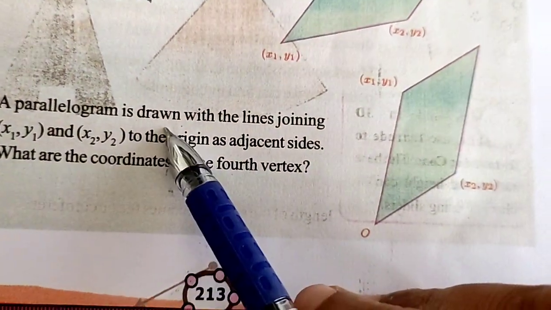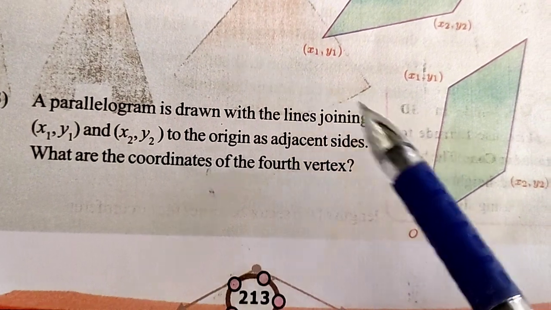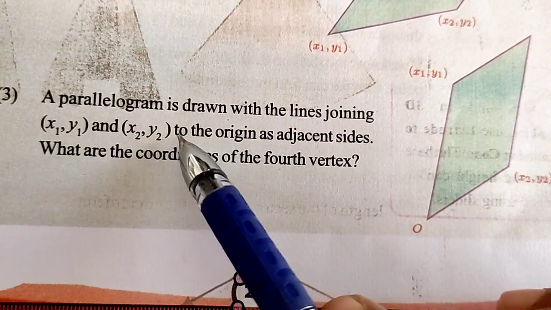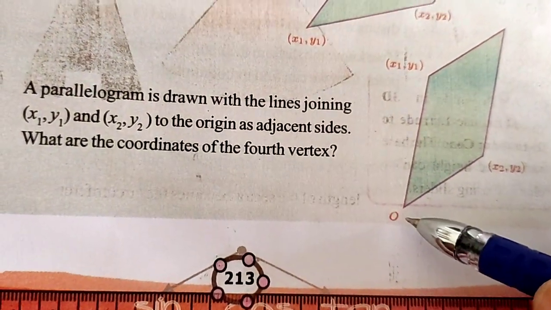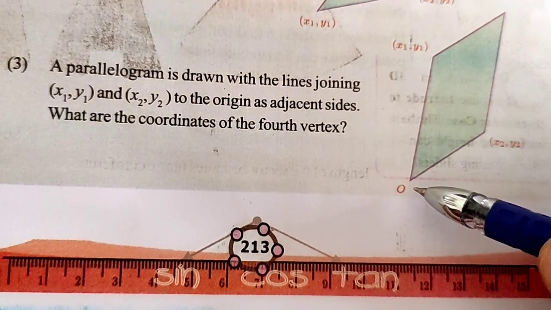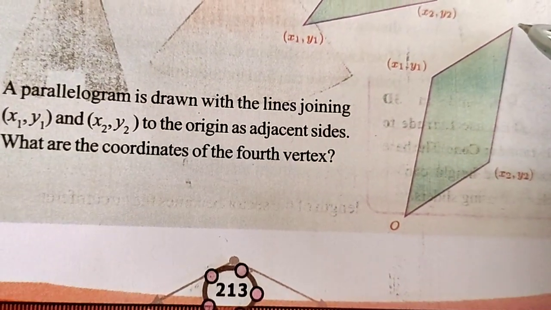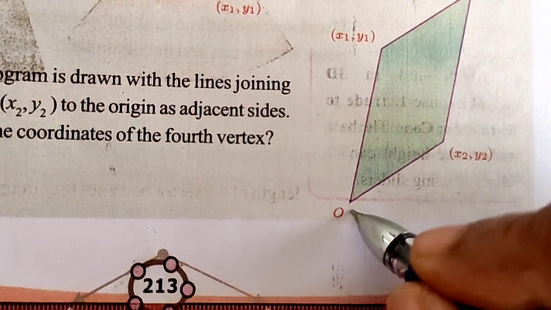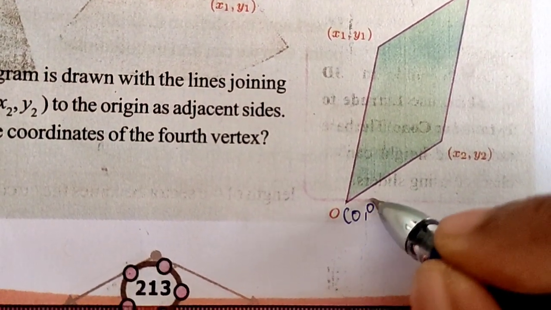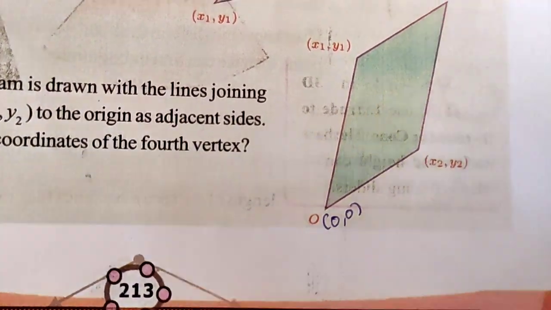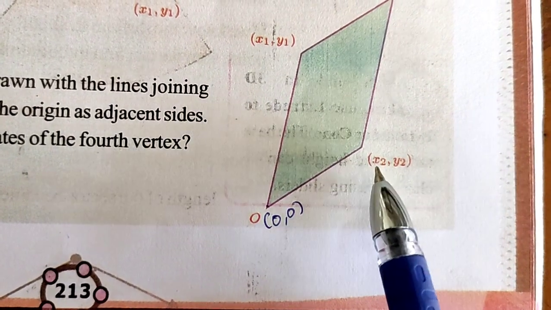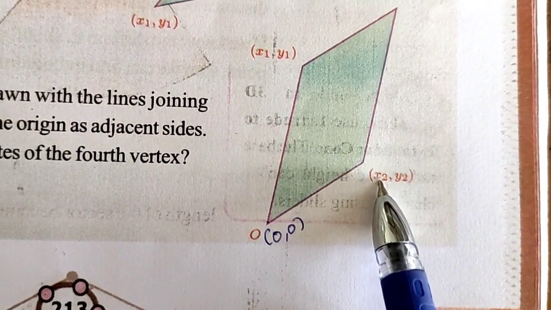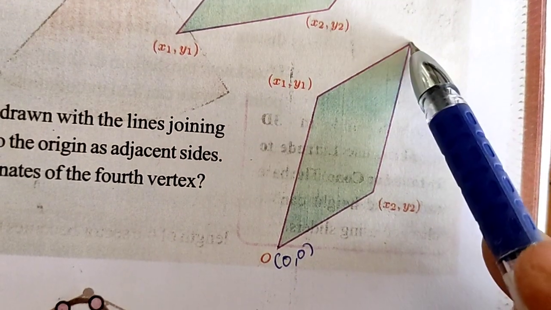Next is: a parallelogram is drawn with the lines joining x1 y1 and x2 y2 to the origin as adjacent sides. What are the coordinates of the fourth vertex? Here we need the fourth vertex. Here this is the origin. Origin means what are its coordinates? Coordinates 0, 0. So what change happened here in the x? Yes, x2 changes in the x coordinate. So the same change will happen here also.